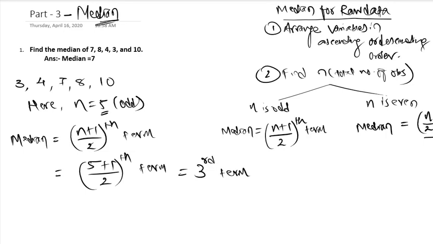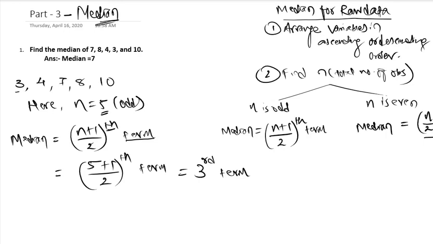Many students make this silly mistake over here by writing the answer as 3. 3 is the median. 3 is not the median. Third term is the median. So n plus 1 by 2th term, this is very, very important. It is not n plus 1 by 2. It is n plus 1 by 2th term, which is the median. If it was n plus 1 by 2, then the median would be 3.